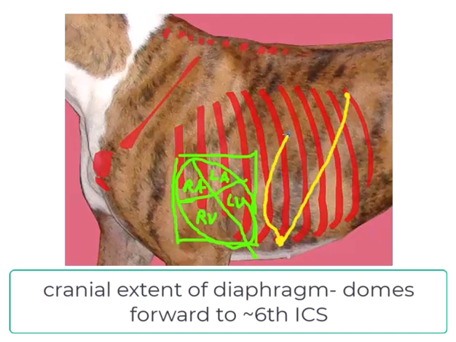We're going to continue drawing the diaphragm as a dome shape as it projects cranially as a dome up to the 6th intercostal space. Basically butts right up against the heart.